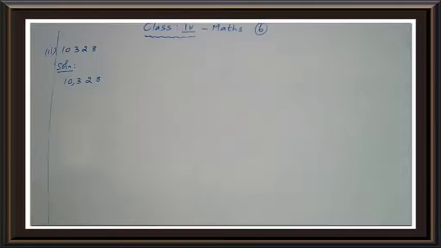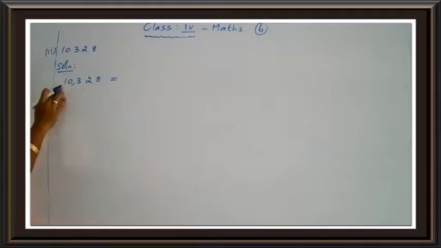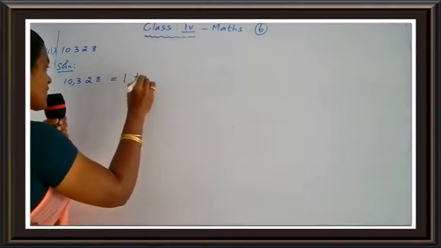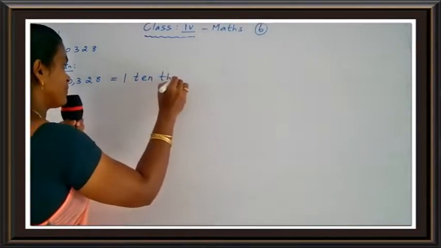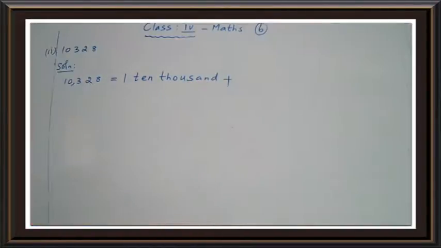So the first way is writing in words. Okay, children, what is the first digit? 1. Ones, tens, 100, 1,000, 10,000. So the place value of 1 is 1 10,000. Plus, next, your digit is 0. The places which have the digit 0 in the short form are not represented in the expanded form.